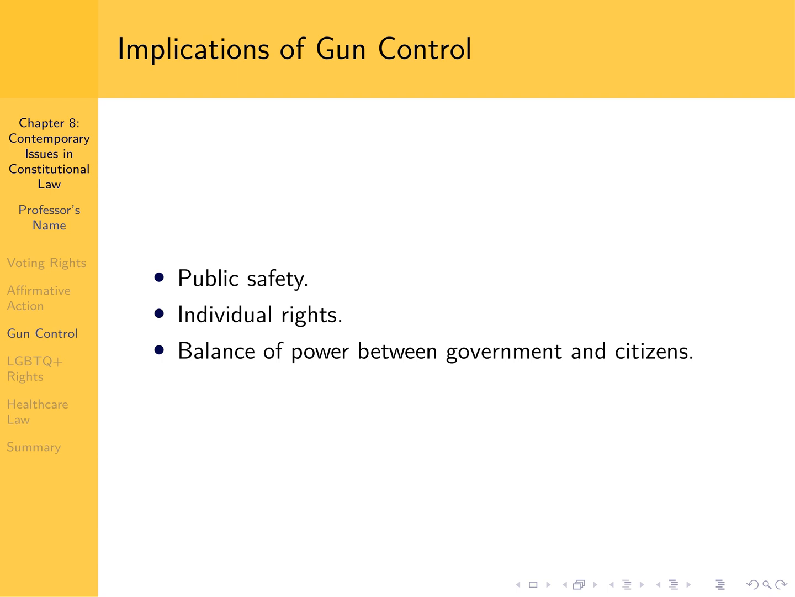However, these measures also raise concerns about individual rights, particularly the Second Amendment right to bear arms. The debate between public safety and individual rights is a complex one in constitutional law. Additionally, gun control policies bring into question the balance of power between the government and its citizens. While some argue that regulating firearms is necessary for maintaining social order, others view the right to bear arms as a check on government tyranny. This tension between government authority and individual autonomy is a central issue in the constitutional law discourse on gun control.